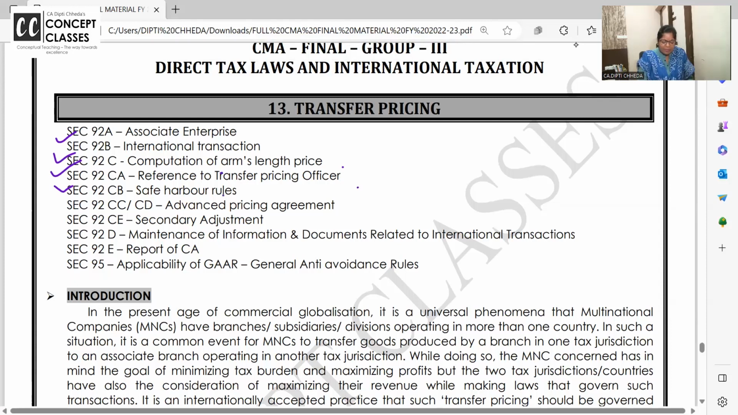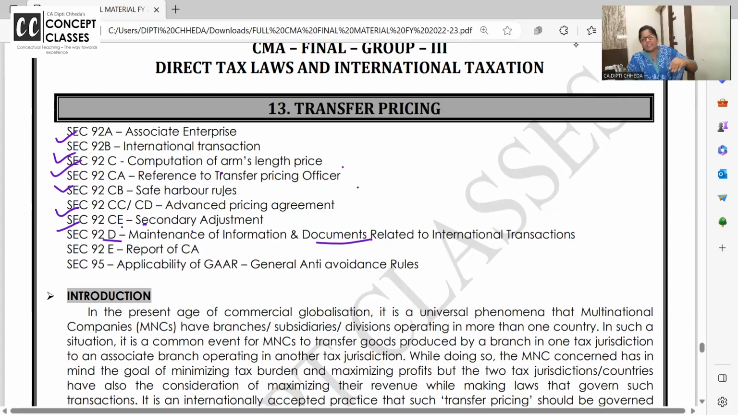Then there are some safe harbor rules. Advanced pricing agreement and rollback we will see. Secondary adjustment, 92CE. 92D is for documents which you need to maintain for 8 years, otherwise a penalty of 5 lakh rupees is there. 92E is the report of a chartered accountant required for these transfer pricing transactions. And then applicability of GAAR. GAAR we will take separately, GAAR is important. We must not skip it.